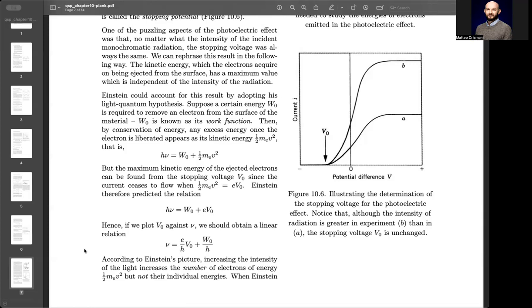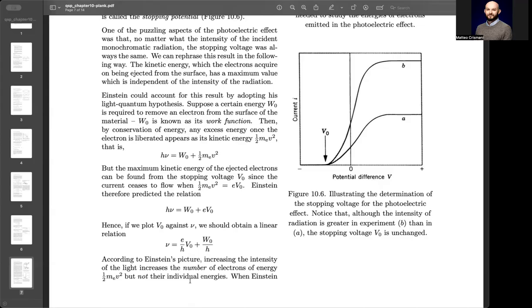But look what's missing here. Increasing the intensity of the light increases the number of electrons of energy this amount, but does not change their individual energies.